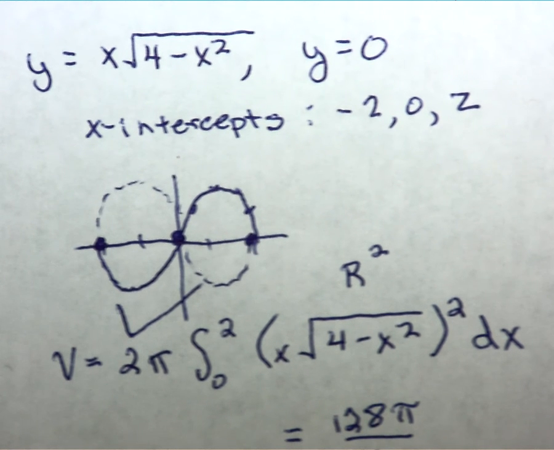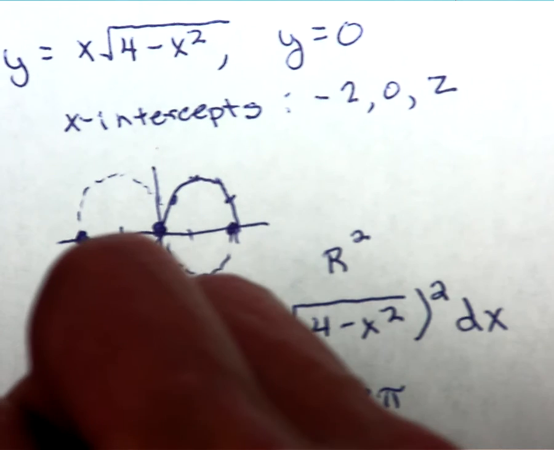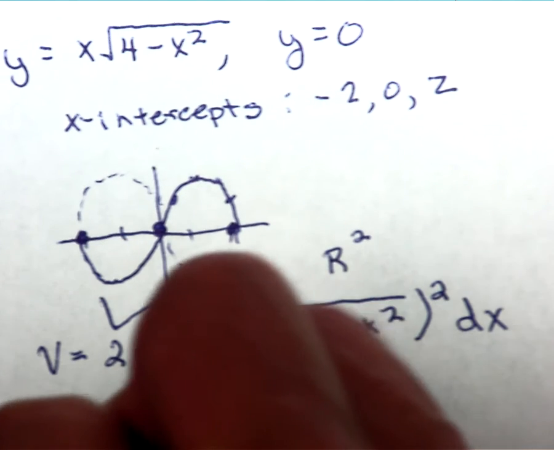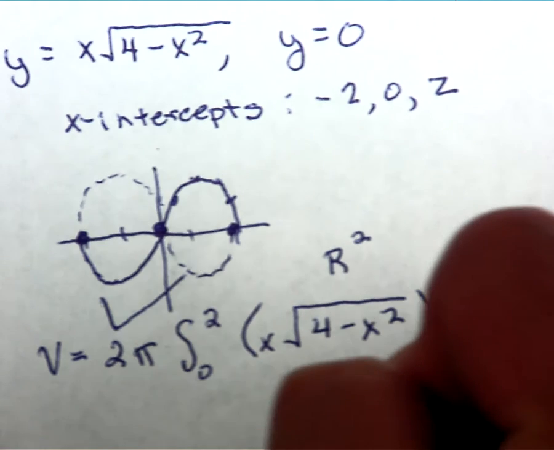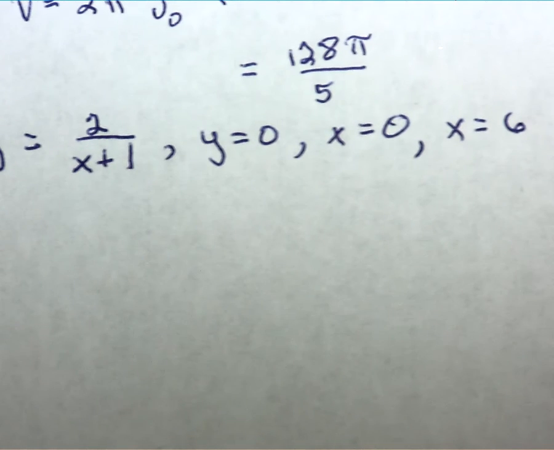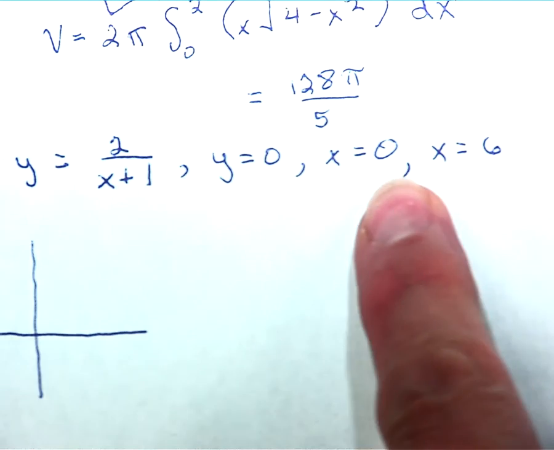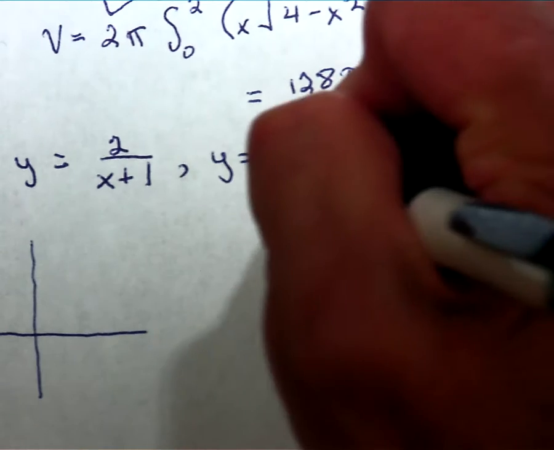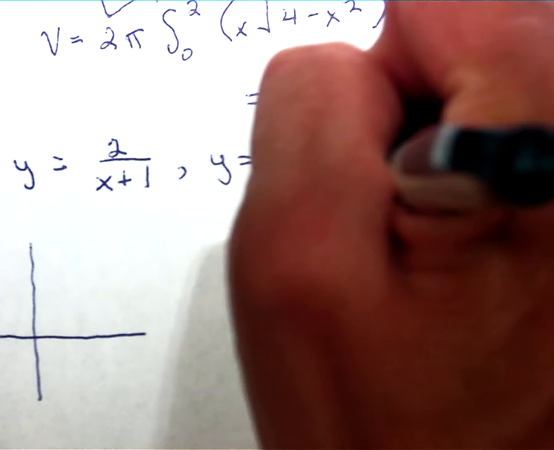All right. My fourth example was number 28. And it said y equals 2 over x plus 1, bounded by the x-axis, the y-axis, and the line x equals 6. I might want to just make a note that when x equals 0, what is y? When x equals 0, y is 2. That's one of my ordered pairs I can graph.